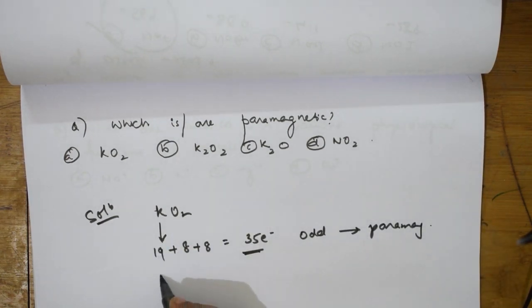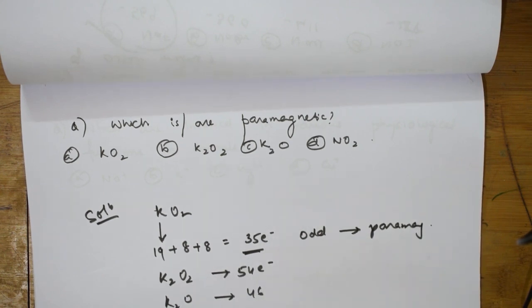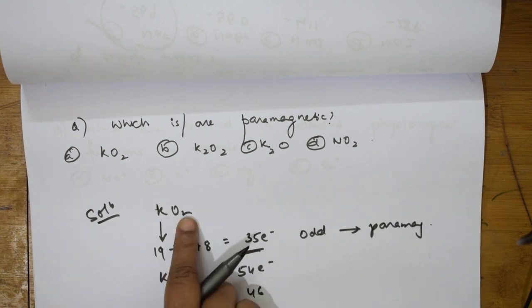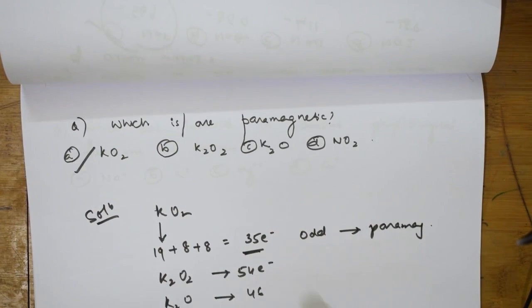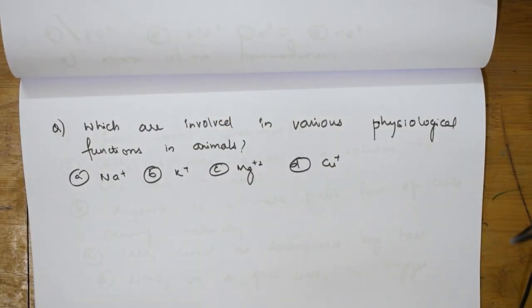Paramagnetic. Next one, if I calculate K2O2, I get 54 electrons. This is even. K2O, they get 46 electrons. Okay, NO2, I get 23 electrons. Odd one out. You have one odd electron, isn't it? But here there's a small deviation also when you draw the structure because of the resonance. So KO2 is the only one which is paramagnetic. Try to calculate the number of electrons, you will get to know. Fine. Next question. What are the ions which are involved in various physiological functions in animals?